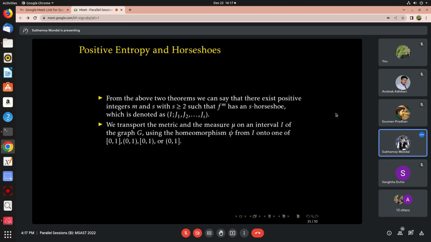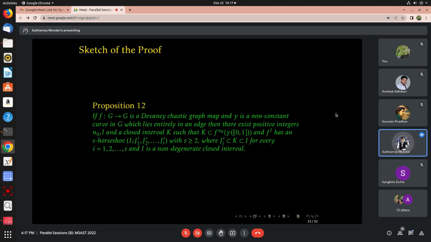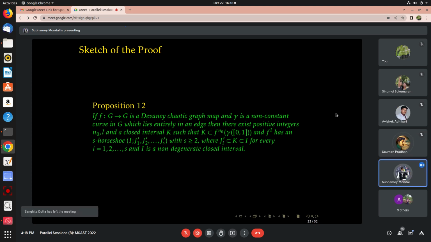Our basic argument depends on the following proposition: if we have a Devaney chaotic graph map and gamma is a non-constant curve which lies entirely in an edge, then we have some positive integers n_0, l and a closed interval K, such that the iterate of gamma([0,1]) under n_0 covers the whole of K, and f^l has an S horseshoe in the image of this graph.